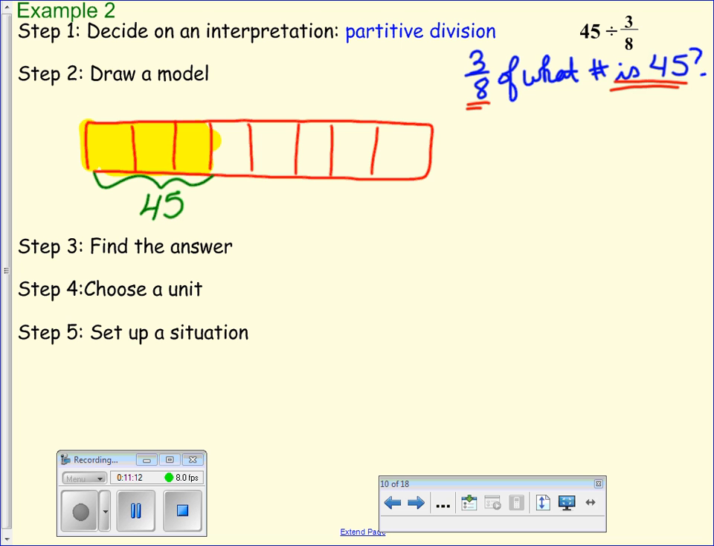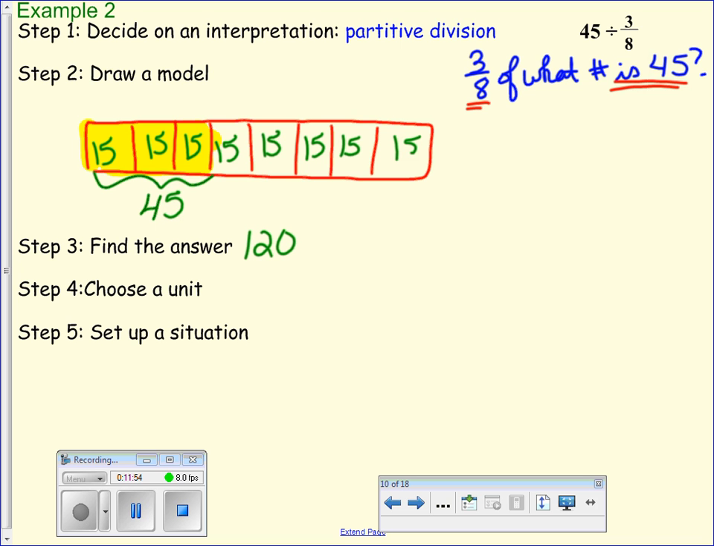So if all 3 of them equal 45, what does each one equal? If all 3 of them equal 45, what does one equal? Exactly. 15, 15, 15 is 45. But that's our constant, so we can fill them all in. Okay. So what's the total? Yes. Okay. I love the enthusiasm and excitement.